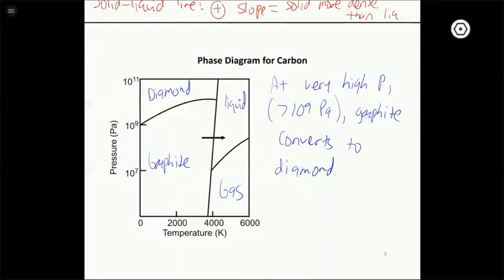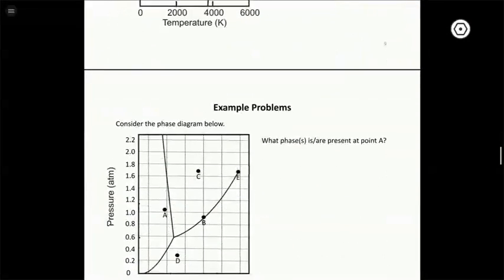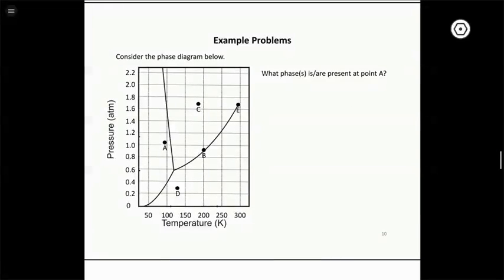All right, so what we're going to close with are just a bunch of example problems using a phase diagram, just to get an idea of the types of questions we can ask you about phase diagrams. All right, so we have this phase diagram here with a bunch of points labeled with different letters, and the types of questions we'll ask you is we'll show you a phase diagram, we'll give you some conditions of temperature and pressure, and then ask you something about that. All right, so we have which phases is or are present at point A. So point A is here in the diagram.